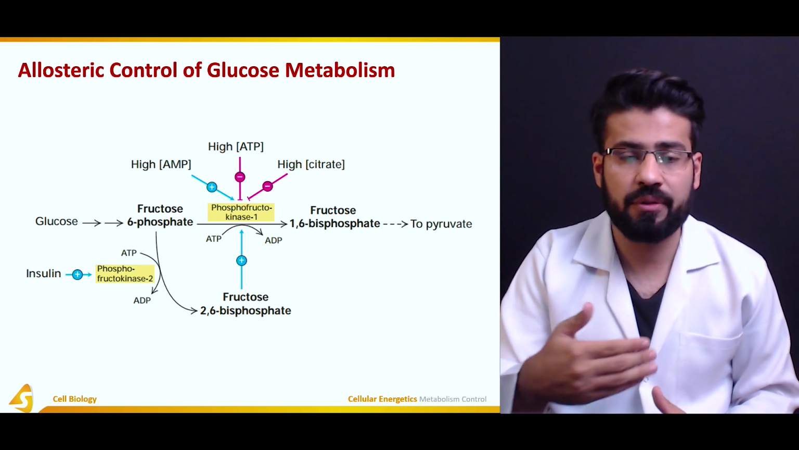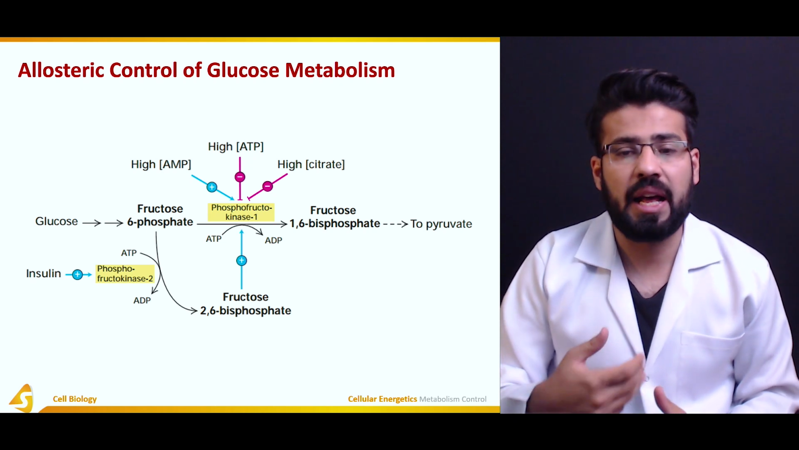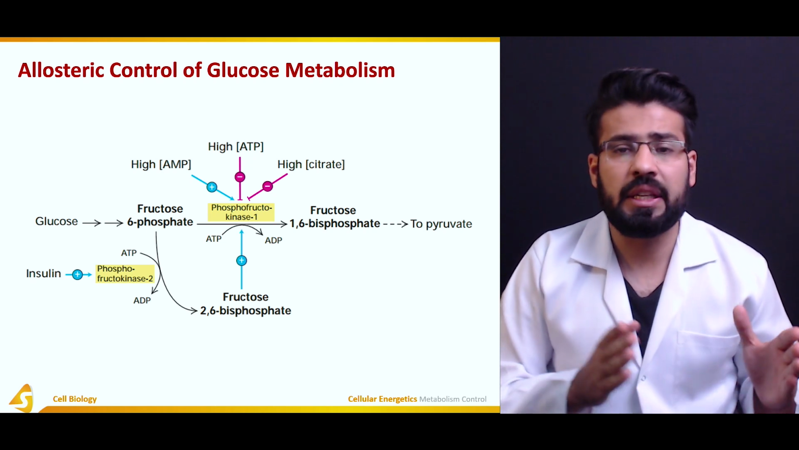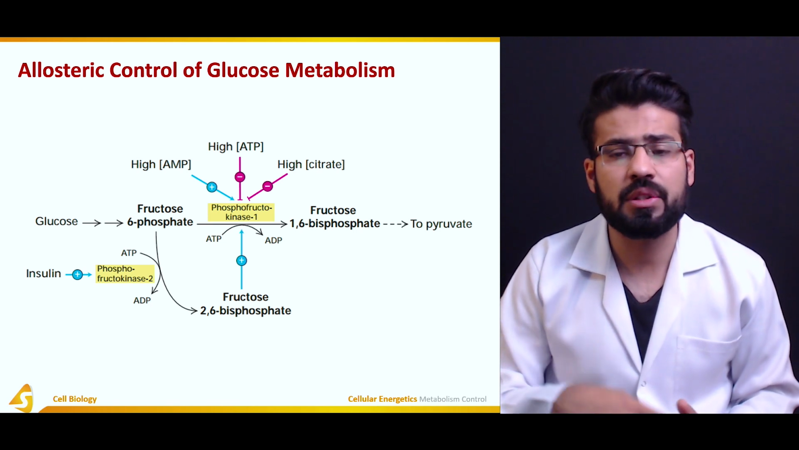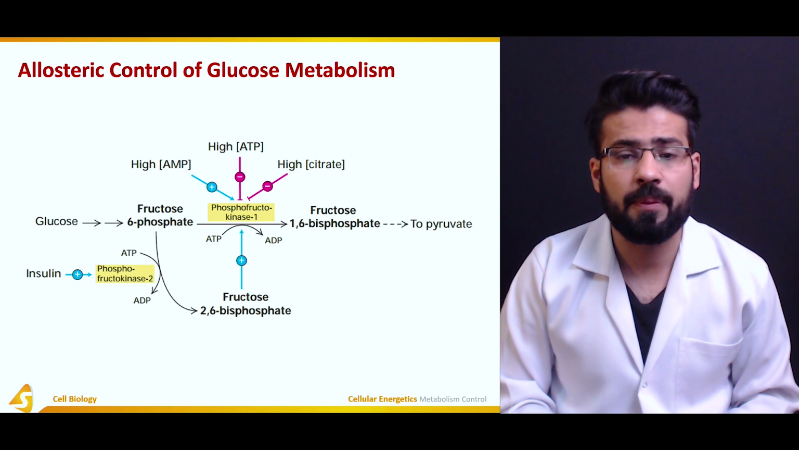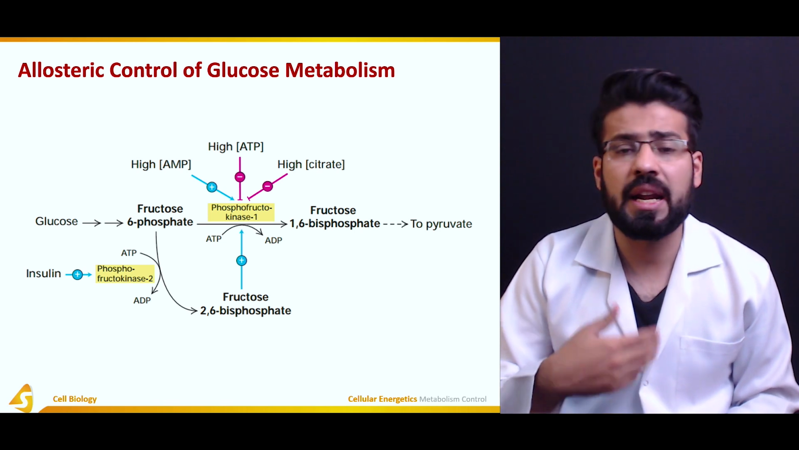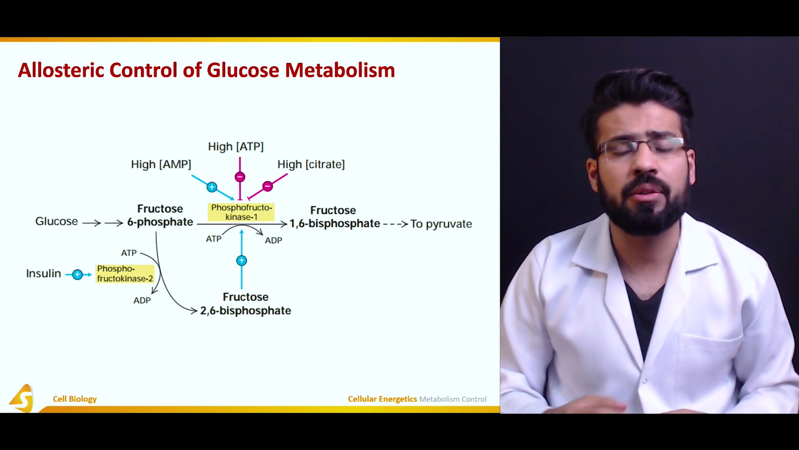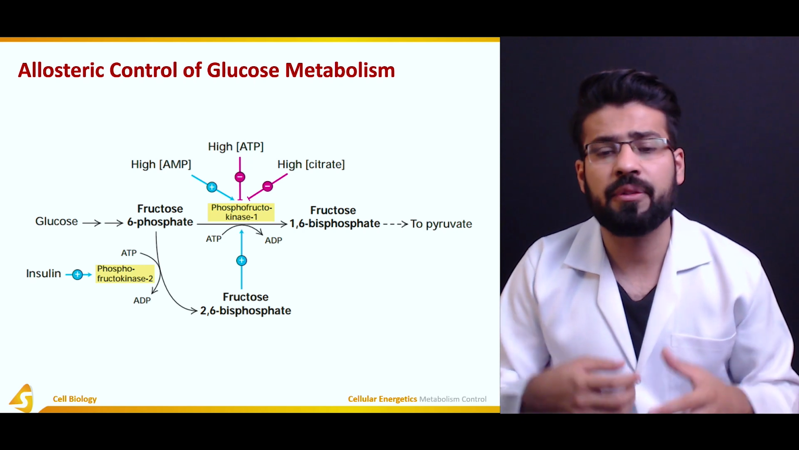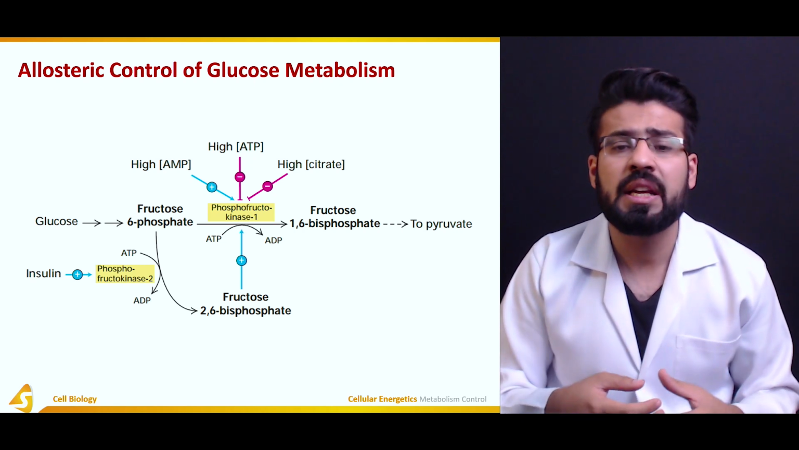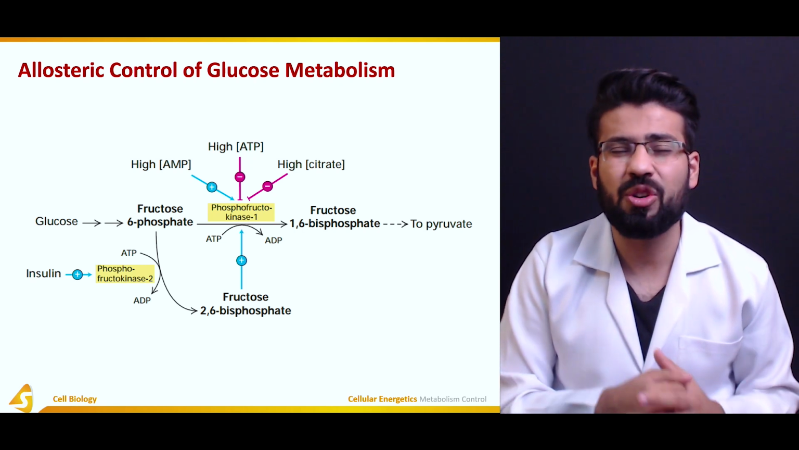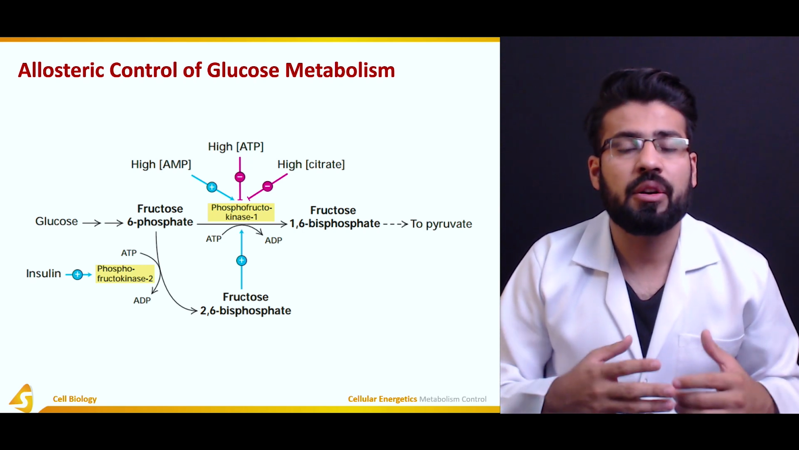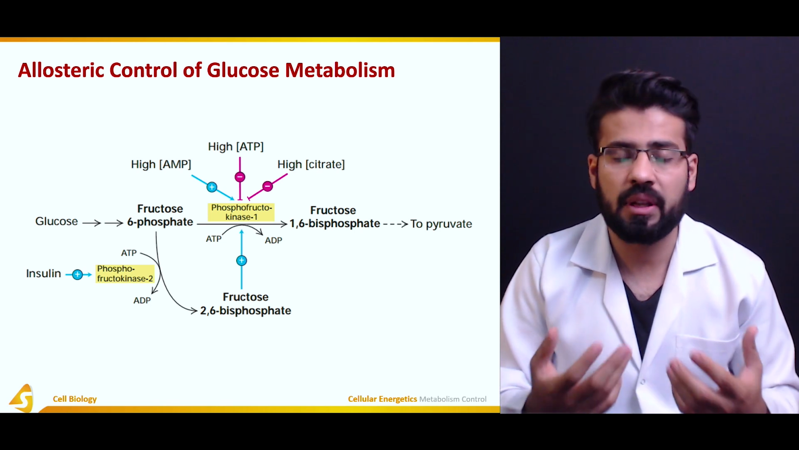If there is a high level of citrate, it means that glucose metabolism would be hampered at the conversion of fructose 6-phosphate to fructose 1,6-bisphosphate. However, if there is a high level of AMP, it is going to positively regulate, along with fructose 2,6-bisphosphate, the activity of phosphofructokinase 1, so that glucose metabolism is going to proceed.